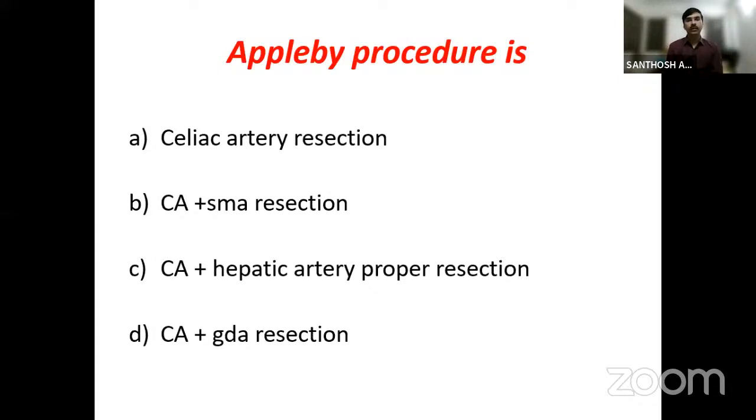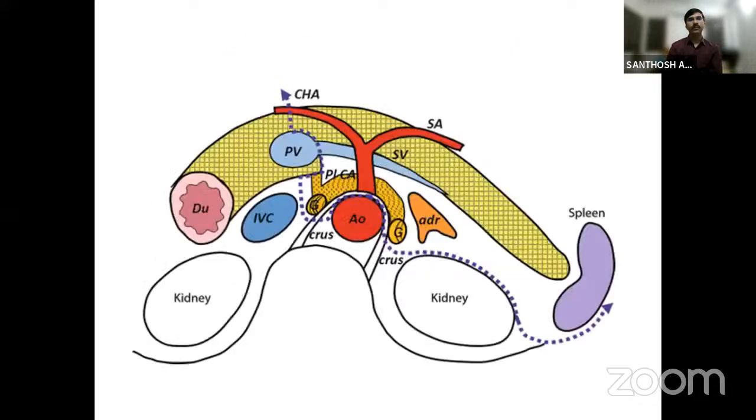Okay. So the question is Appleby procedure. The options given were celiac artery resection. Second was celiac plus SMA. Third was celiac plus hepatic artery proper. And the fourth was celiac plus GDA resection. And the answer was celiac artery resection. So coming to its origin, where it originated.